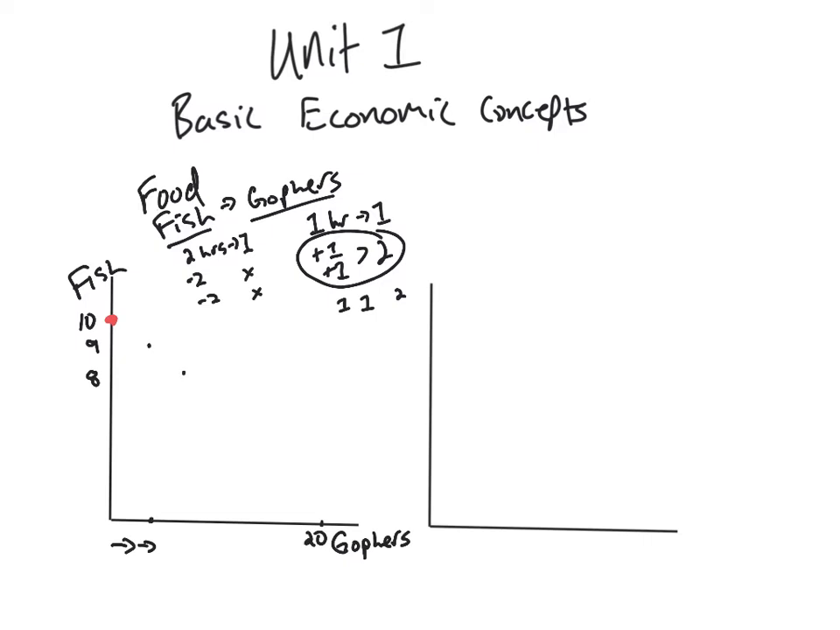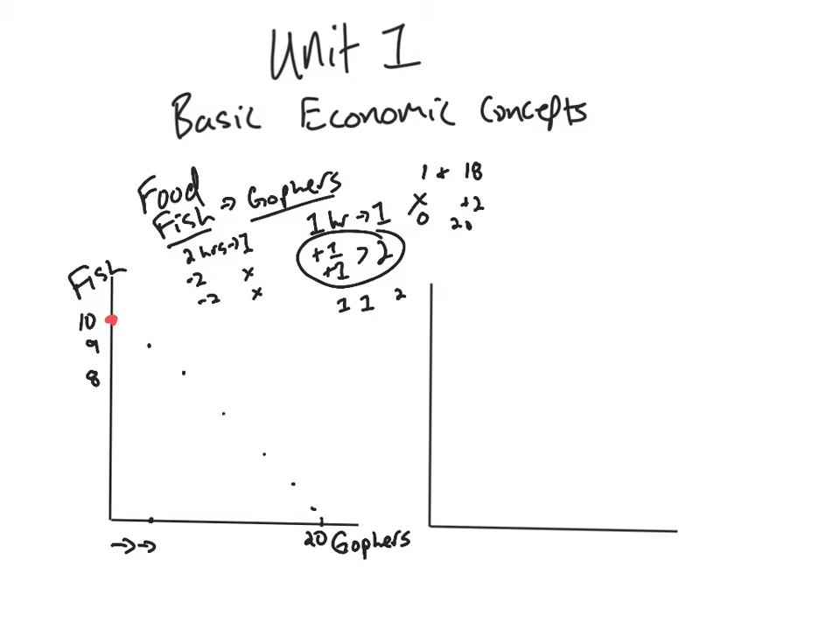Now, is this ratio ever going to change? Let's say he's at one fish. How many gophers would he be able to catch? He'd be able to catch a maximum of 18. And if he loses this 1 fish, he is able to gain 2 more gophers, which would be at the 0 fish, 20 gophers point.